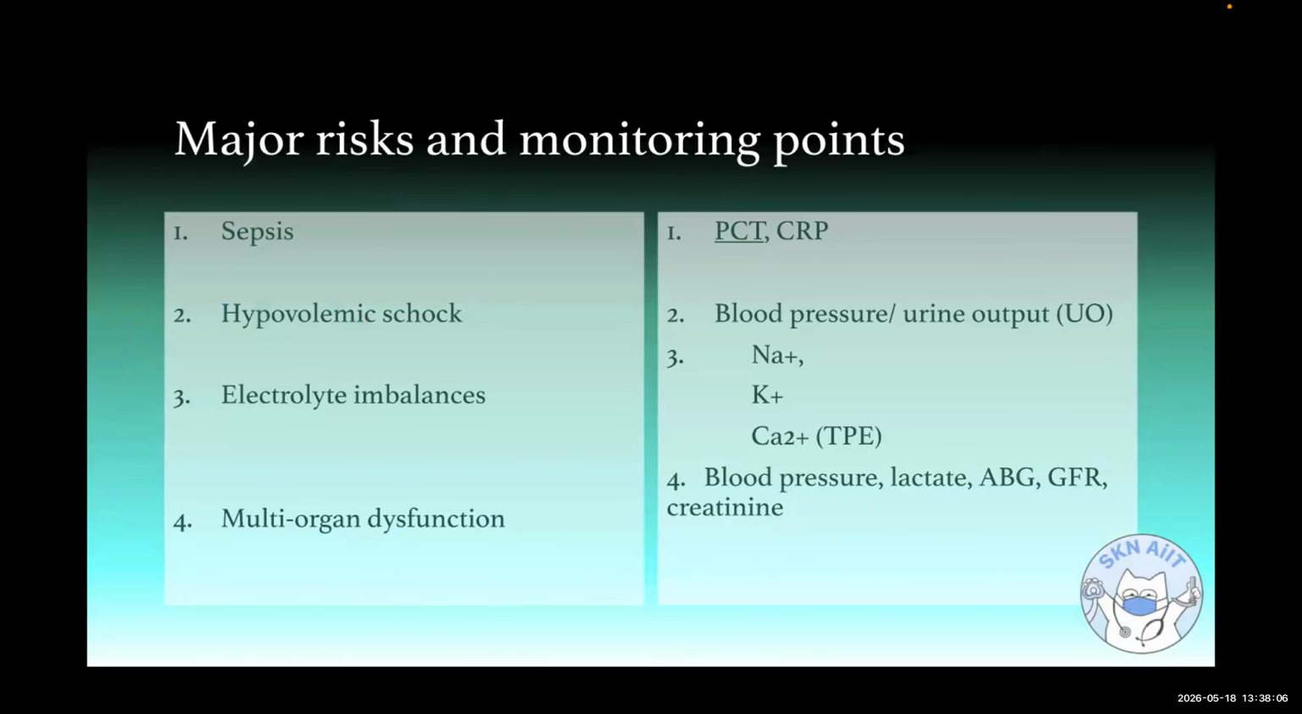There were several monitoring points that required constant attention. First of all, sepsis, which represents the major threat in patients with toxic epidermal necrolysis. Therefore, procalcitonin and CRP were constantly measured. To prevent hypovolemic shock, blood pressure and urine output were measured.